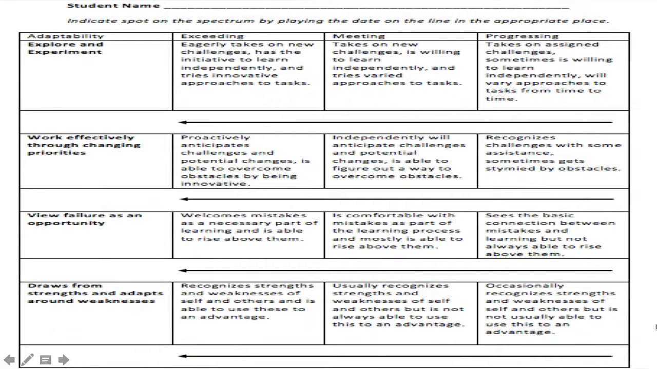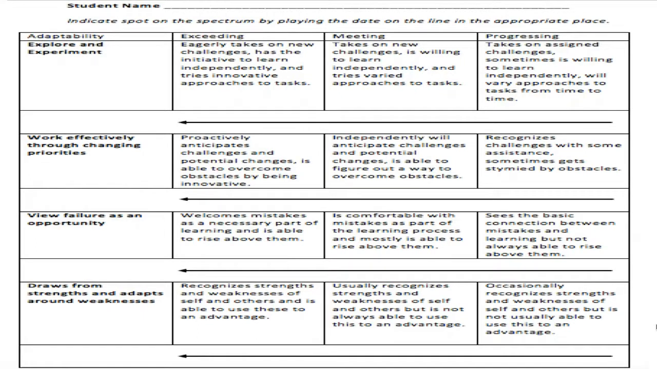Grading the process can take various forms, but here's an example of a sliding scale or a sliding rubric that you could use with students. As you see here, we divided it into 4 topics. There's explore and experiment, there's work effectively through changing priorities, there's view failure as an opportunity, there's drawing from strengths and adapts around weaknesses. So those are skills that you would be measuring. And the different progressions are progressing, meeting, and exceeding.